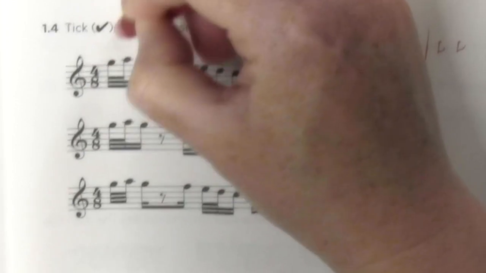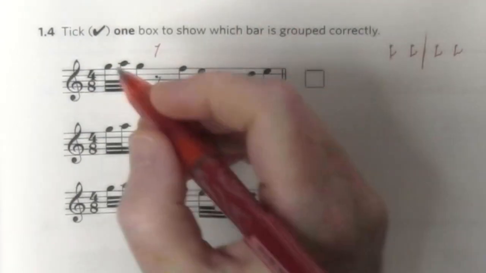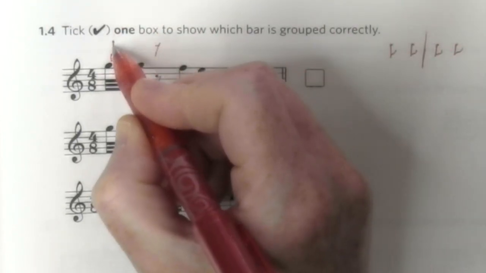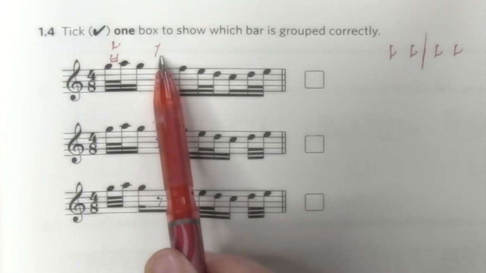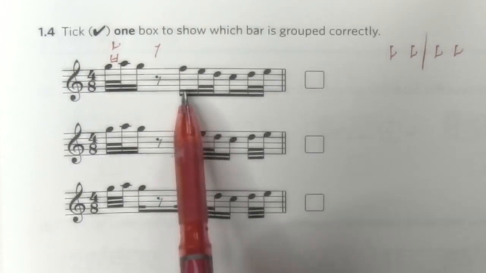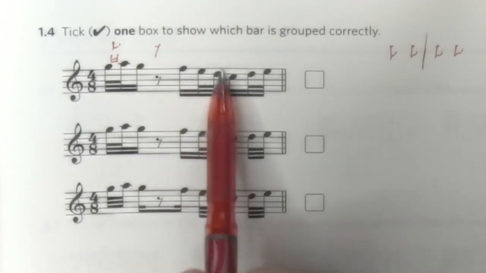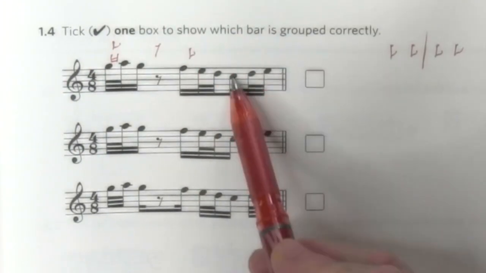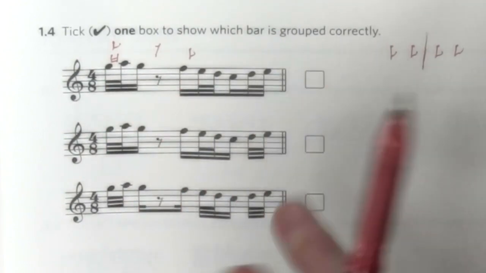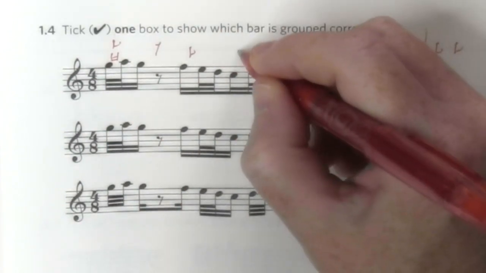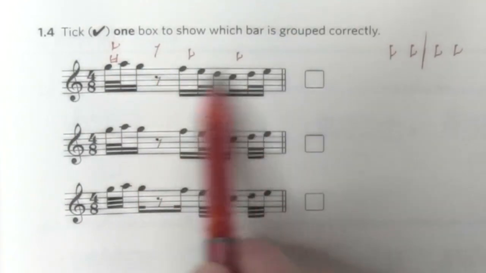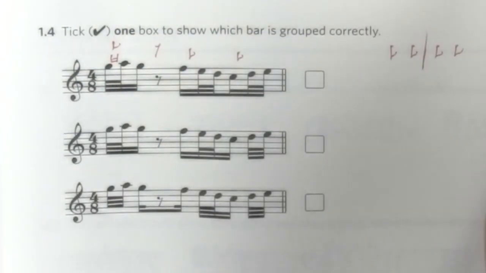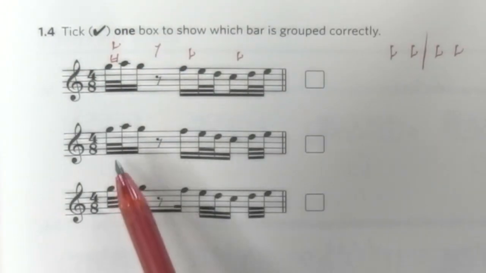So let me do it better, because okay, one quaver. One semiquaver and another semiquaver. So this is another quaver. And this is another quaver, because the figure is the same. They're just swapped round. So this bar looks correct because we have two on a side and two on the other side. Let's compare it with the other ones.